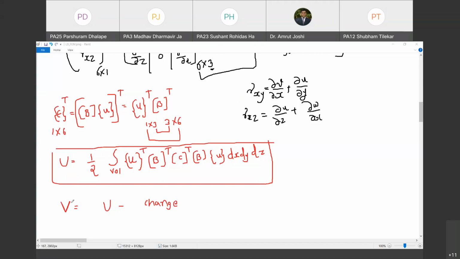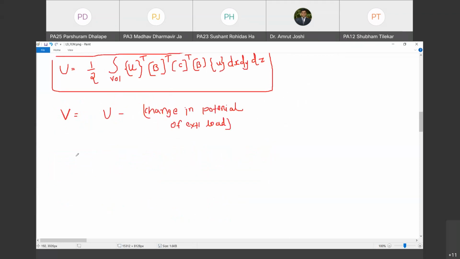So potential energy is strain energy minus change in potential of external load. Do you agree with me? Type your response in chat box. I am waiting for the response. Unless you respond, I am not going to go ahead. Yeah. So therefore, now potential energy of the system in deformed configuration is this strain energy, for which we have this expression, minus, let us now write down change in potential of the external load.